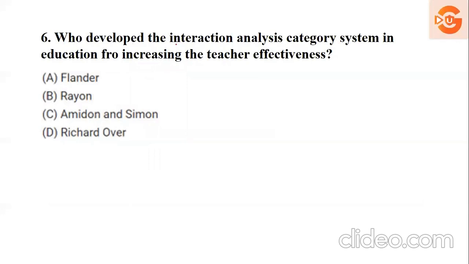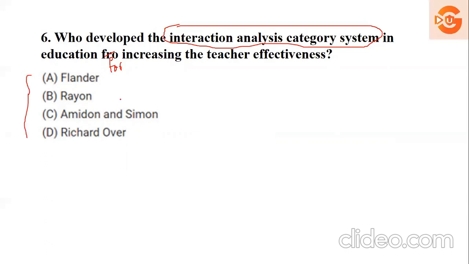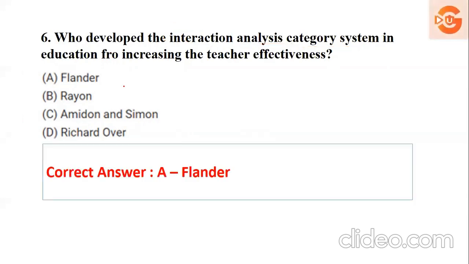Next question: who developed the Interaction Analysis Category System? Okay, please read the question very carefully. What is it? Interaction Analysis Category System in education, sorry for a small spelling error, is for increasing teacher effectiveness. So who developed this analysis system? The options given here are Flander, Ron, Admon and Simon, and Richard. Now let's understand a bit of the theoretical aspect of this question. The answer is Flander, but let's understand this particular system of education. The name of the system is Interaction Analysis Category System in Education.